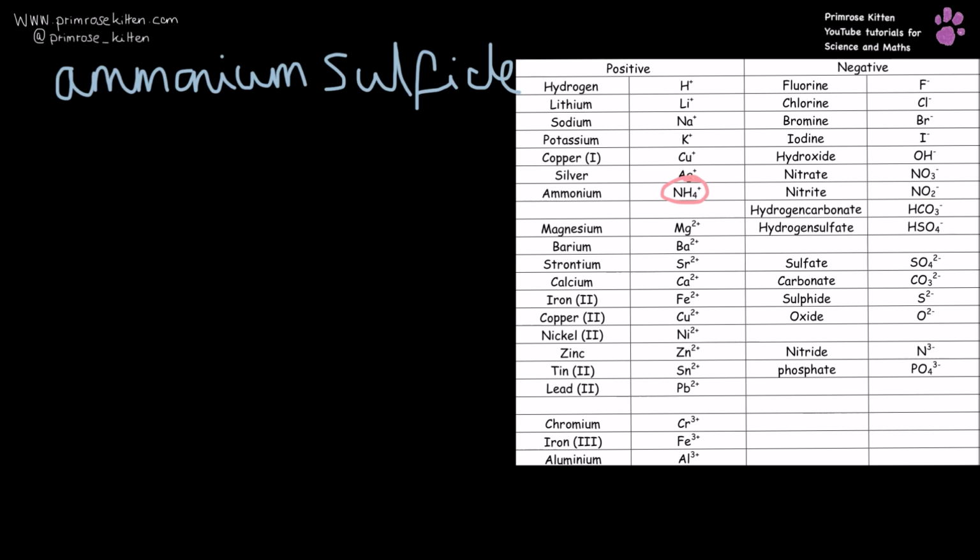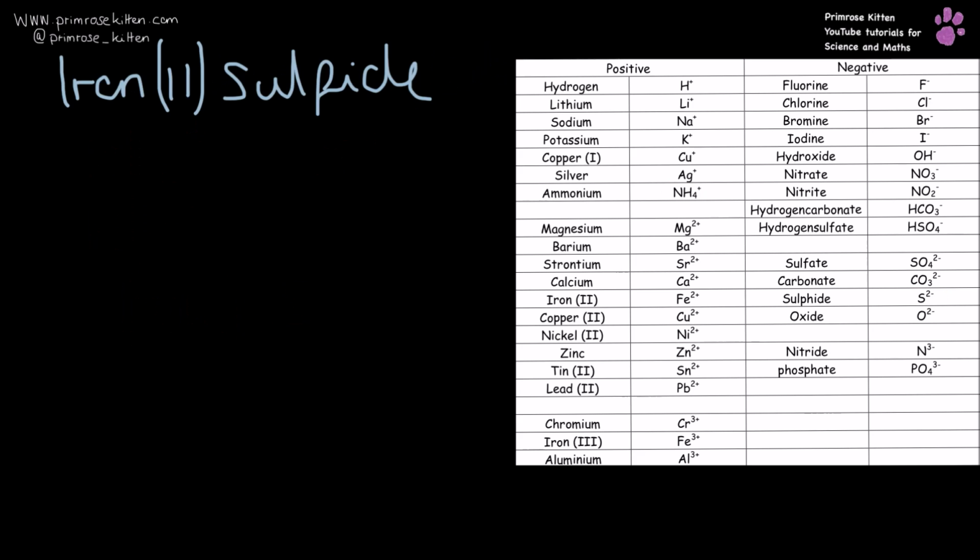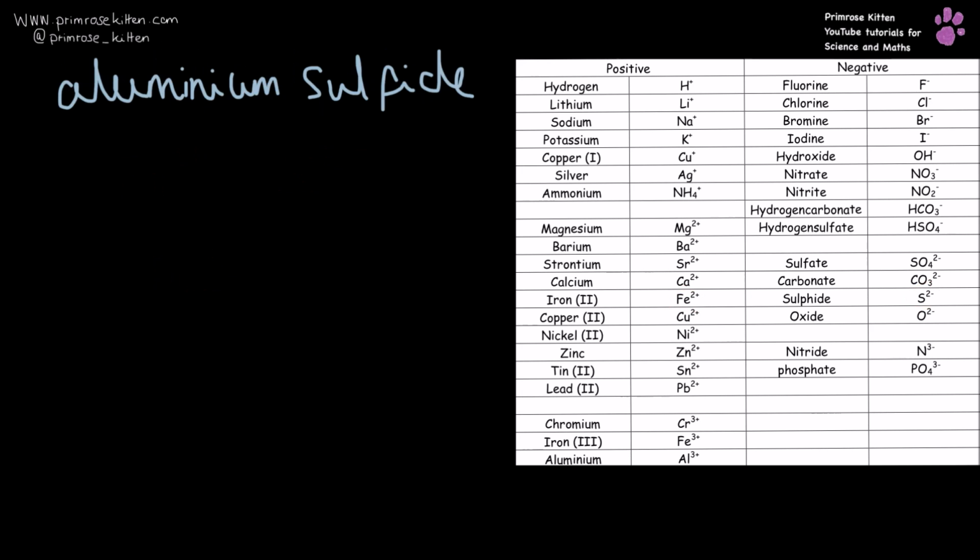Ammonium sulfide. NH4+ S2-. So we're going to need another NH4+. So that will give us (NH4)2S. Iron 2 sulfide, Fe2+ S2-. That gives us FeS. Aluminium sulfide, aluminium is here, sulfide. Al3+ S2- gives us Al2S3.